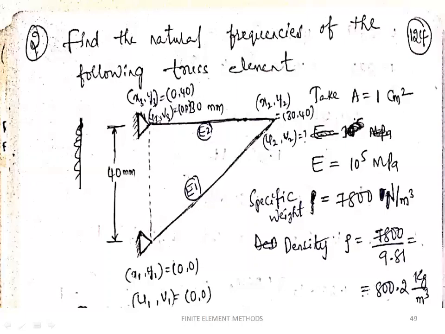These nodal coordinate values are very important to find each element stiffness matrix as well as the global stiffness matrix. Without knowing these nodal coordinate values, it is very difficult to find the stiffness matrix for element 1 as well as element 2. Only if you know these is it possible to find the stiffness matrices as well as the global stiffness matrix.